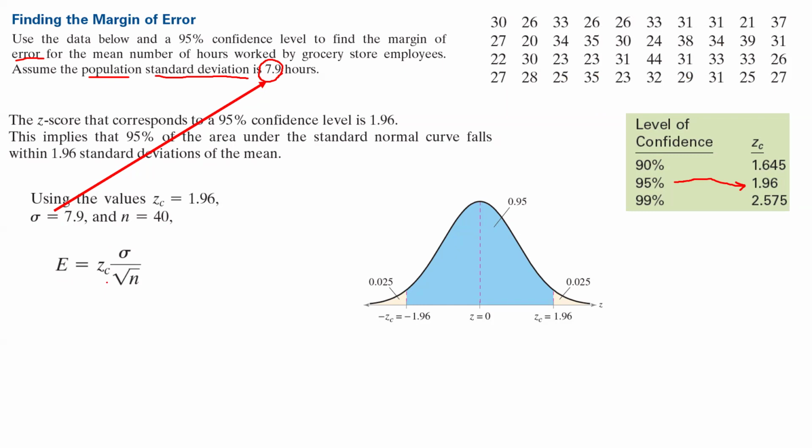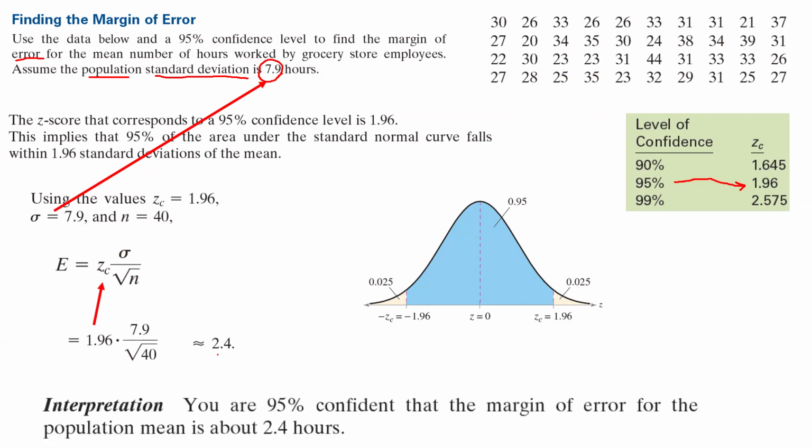Margin of error is ZC times sigma divided by square root of n, which is 1.96 times 7.9 over square root of 40. This is about 2.4 hours. So what's the meaning of that? It means that we are 95% confident that the margin of error for the population mean is about 2.4 hours. That's the meaning of the margin of error. The maximum distance between population mean and sample mean is 2.4 hours.